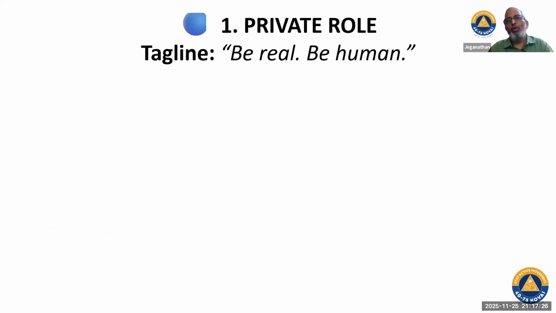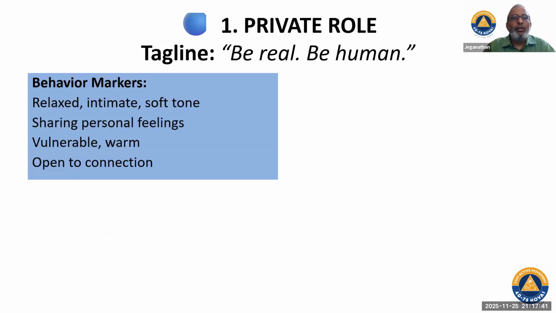Okay. So now we are going to go into the 4 roles in depth. Okay, the private role, that basic tagline says: be real, be human, be genuine, be what you are. That is what it calls for. So the behavior markers for this particular private role will be relaxed, intimate, soft tone, sharing personal feelings, vulnerable, warm, open to connection. These are the behavior markers for the private role.